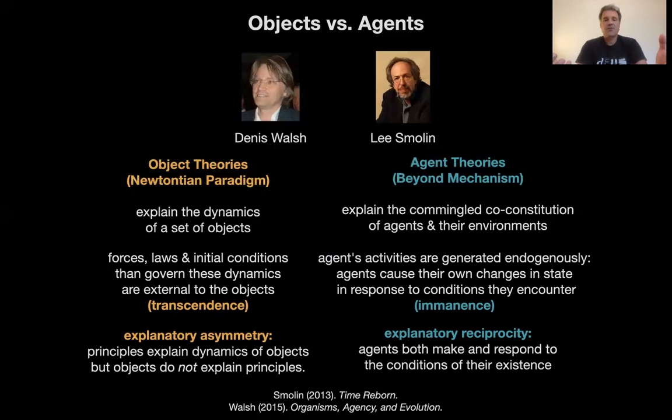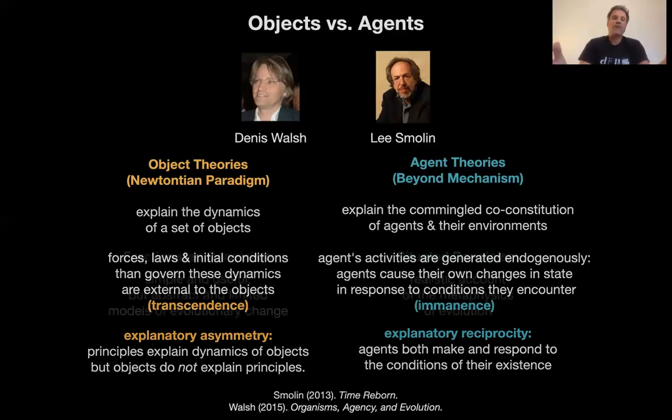Okay, and object theories have explanatory asymmetry. Principles explain dynamics of objects, but objects do not explain the principles. They're from the outside, independent. The environment poses the questions that the organism has to answer. And this is what Lewontin already criticizes, because he's very much on the agent theory side here, where you have explanatory reciprocity. Agents both make and respond to the conditions of their existence. Okay. The organism is the source and the product of evolution.